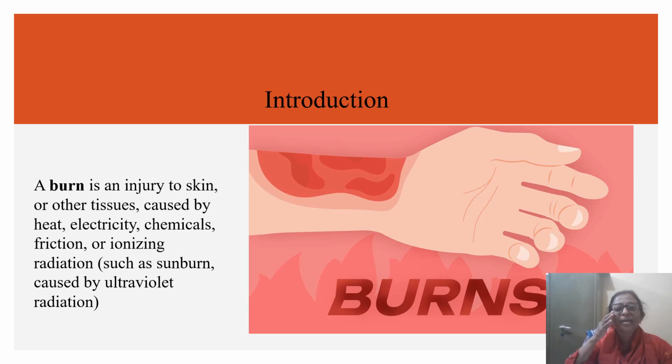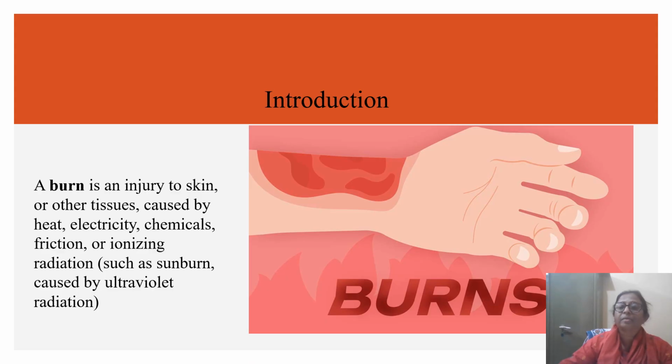Burns, as you all know. A burn is an injury to the skin or other tissues caused by heat, electricity, chemicals, friction, or ionizing radiation, such as sunburn caused by ultraviolet radiation. So, a burn is an injury in the skin and other internal organs caused by extremes of temperature, electric current, or certain chemicals.